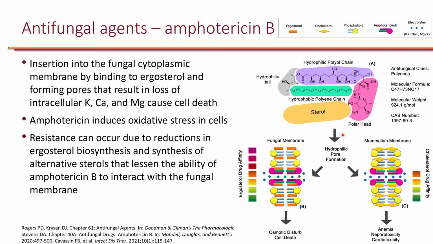So the affinity for sterol is similar to the affinity of amphotericin B for cholesterol. So it can also bind to cholesterol inside the mammalian cell membrane. So it can have those effects on those cells too, which can lead to not just nephrotoxicity. It happens to be in the heart. It can cause cardiotoxicity, and it can also lead to anemia. Now, resistance to amphotericin B can be due to reduction in synthesis of ergosterol, so that way there's not much binding site for amphotericin B.